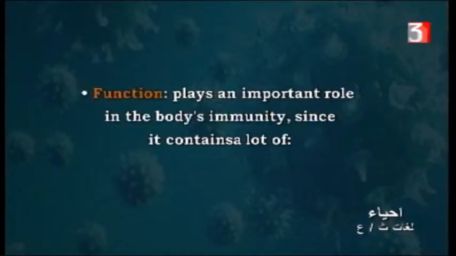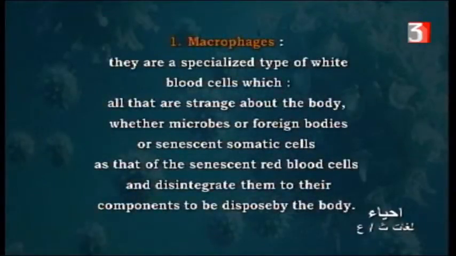What is the function of the spleen? It plays an important role in body immunity since it contains a lot of lymphocytes, like macrophages. Macrophage is a specialized type of white blood cell, and it engulfs all that is strange to the body, whether microbes, foreign bodies or aged somatic cells, such as aged red blood cells, and disintegrates them into their components to be disposed of by the body.